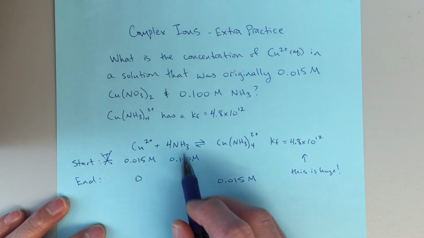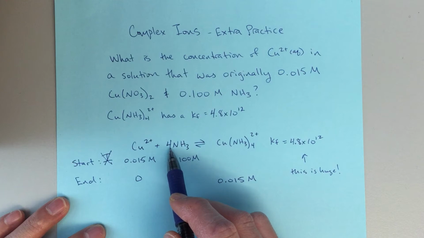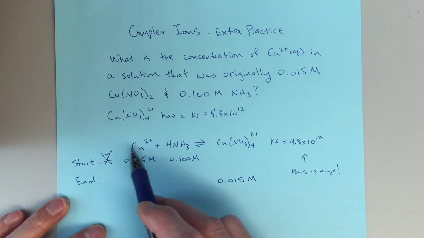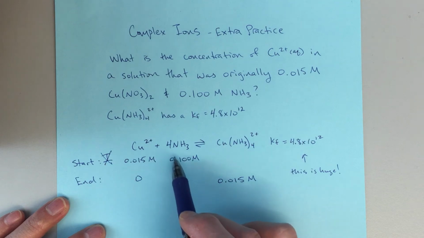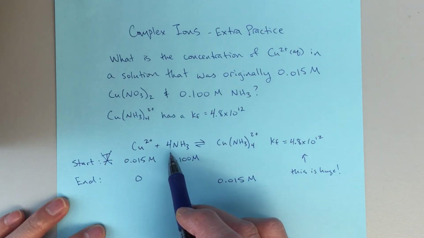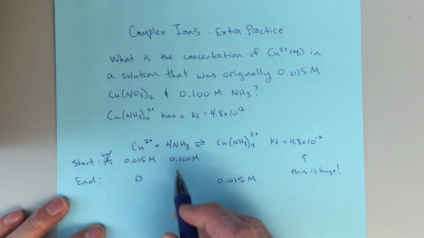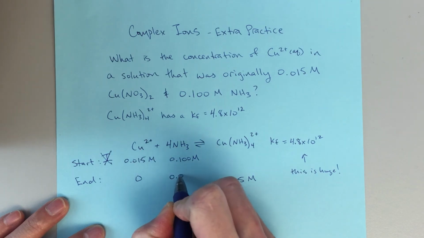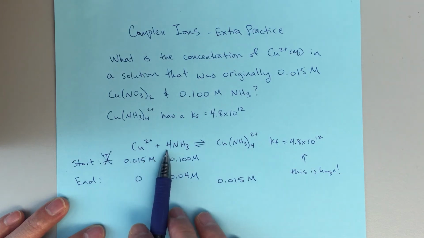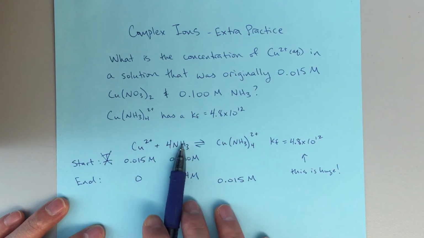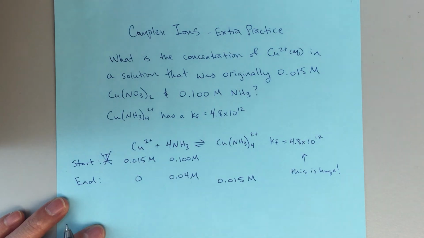Now, for my concentration of NH3, we need to use this multiple ratio, right? It's a 1:1 ratio here, that's why those two values are the same. But here, this is going to be a 1:4 ratio. So at the end of this reaction, I'm going to end up with 0.04 molar. So if I take 0.015, I multiply it by 4, that's how much of this NH3 will be consumed. Subtract that from 0.1, I get 0.04 molar.